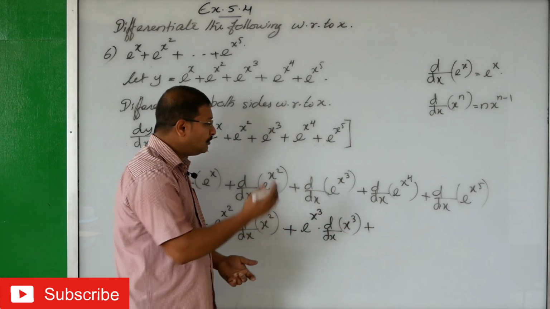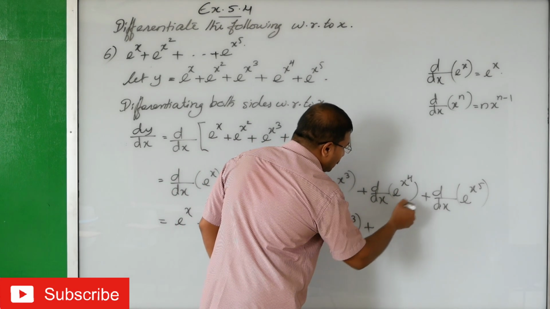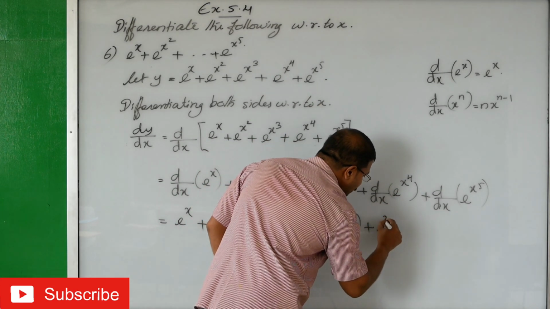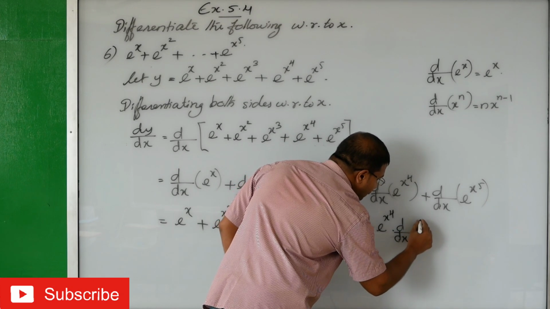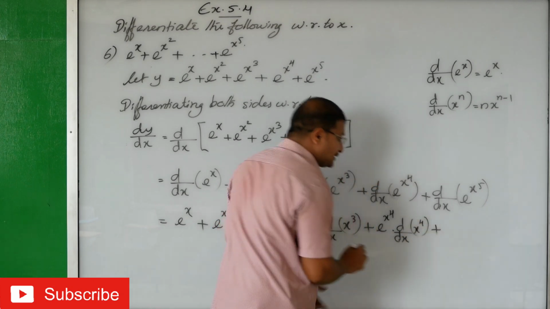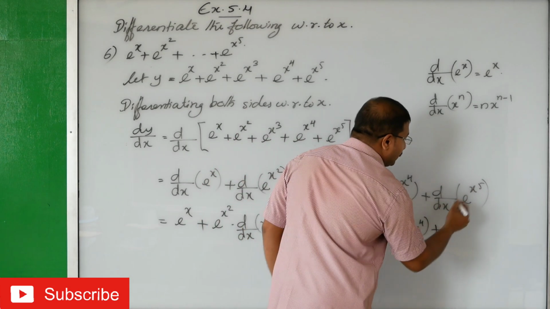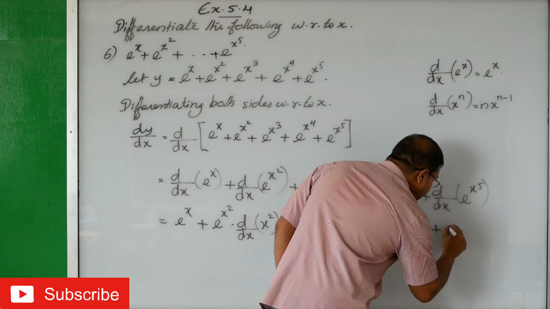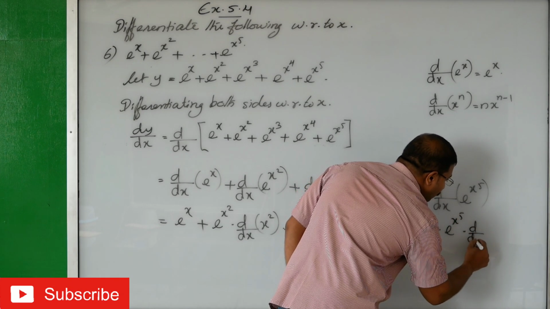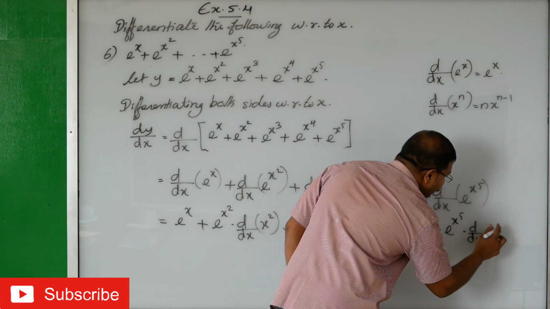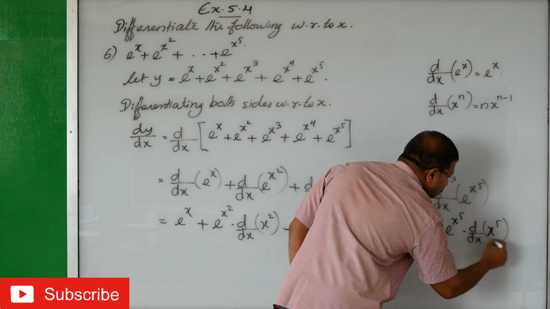I hope you can understand. Plus derivative of this one. That means what you'll write? E raised to x raised to 4 into derivative of x raised to 4 plus. Now, derivative of e raised to x means e raised to x raised to 5 into derivative of x raised to 5.